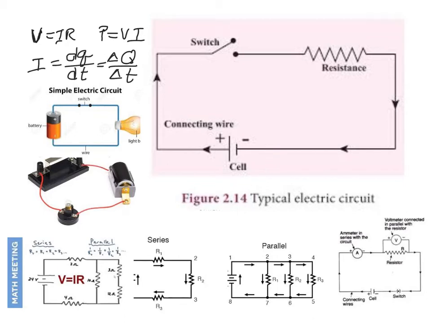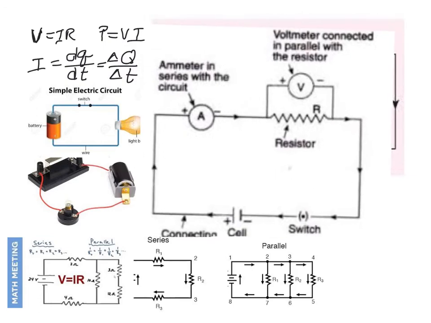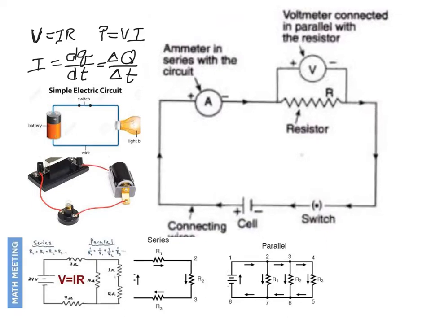I'll just show you this quickly. I'm skipping ahead a little bit. So you see here our simple circuit, the battery or the cell. Here's our switch. Here's our resistor.